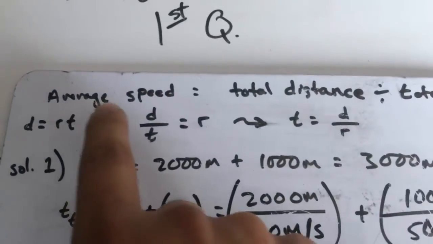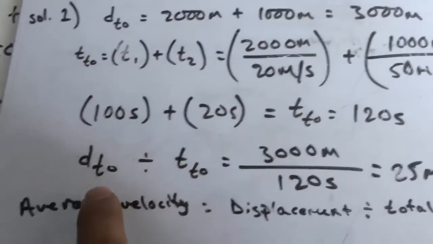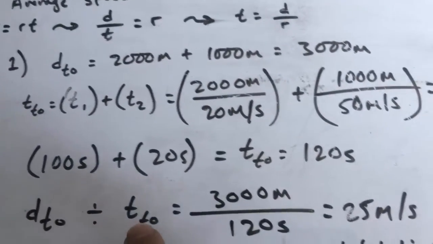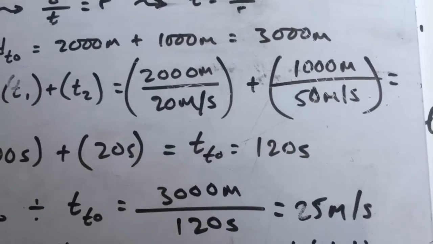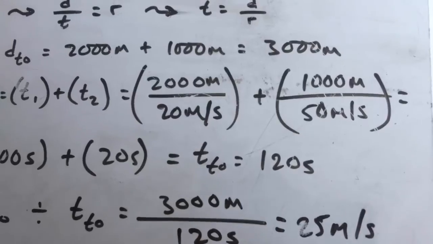Then we go back to our average speed formula, which is equal to total distance divided by total time, and we have distance total divided by total time is equal to 3,000 meters divided by 120 seconds is equal to 25 meters per second.